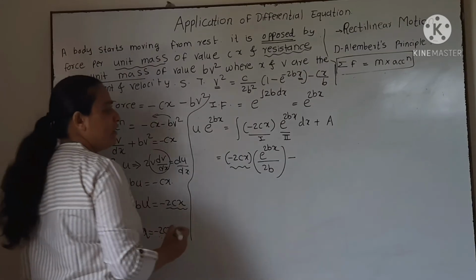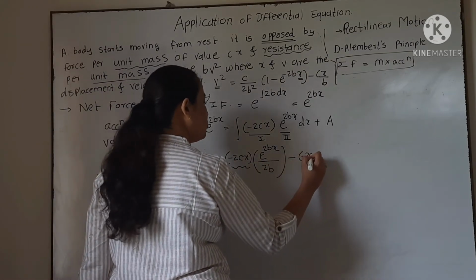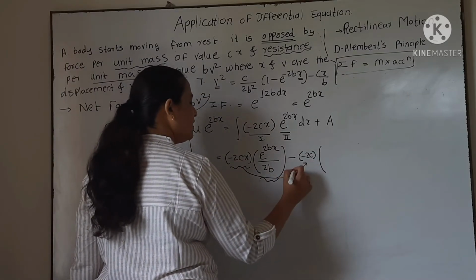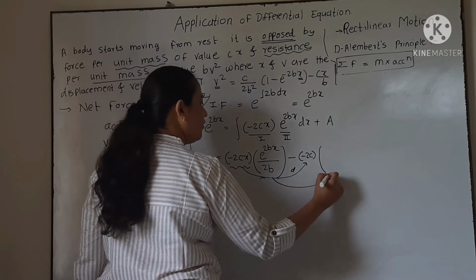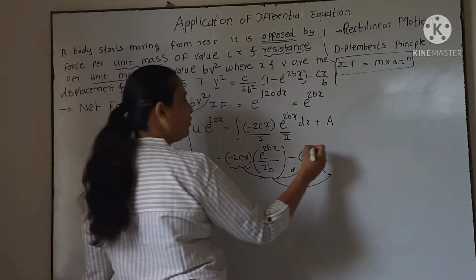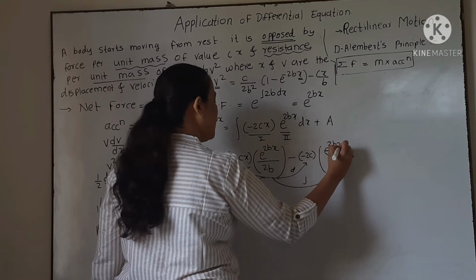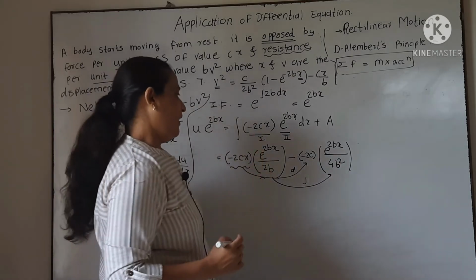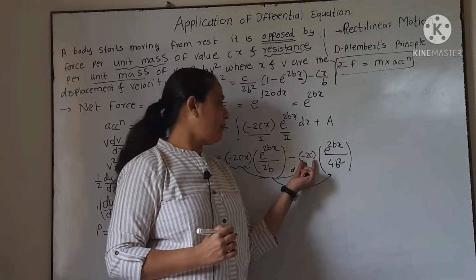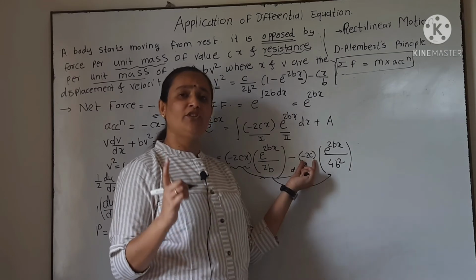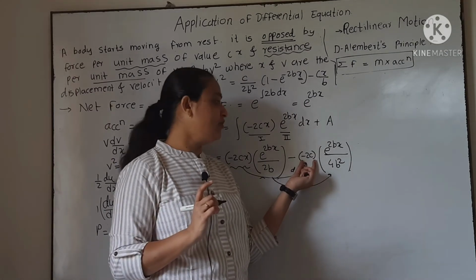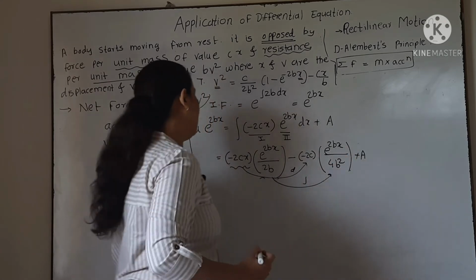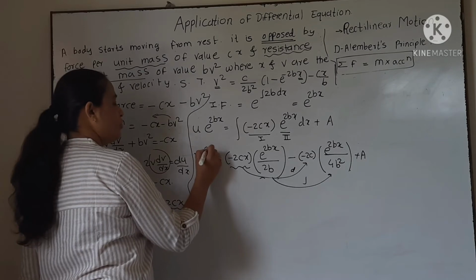Derivative of the first: what is the derivative of minus 2cx? It is minus 2c, into the integral of the second. You have to take the derivative of the first, and the second one is the integral of the second function. If I take the integral of this, it is e raised to 2bx upon 4b square. For the next term, you have to take the derivative of minus 2c, and the derivative of minus 2c is a constant, therefore it will be 0. 0 into anything is 0, plus constant of integration a, equals u into e raised to 2bx.